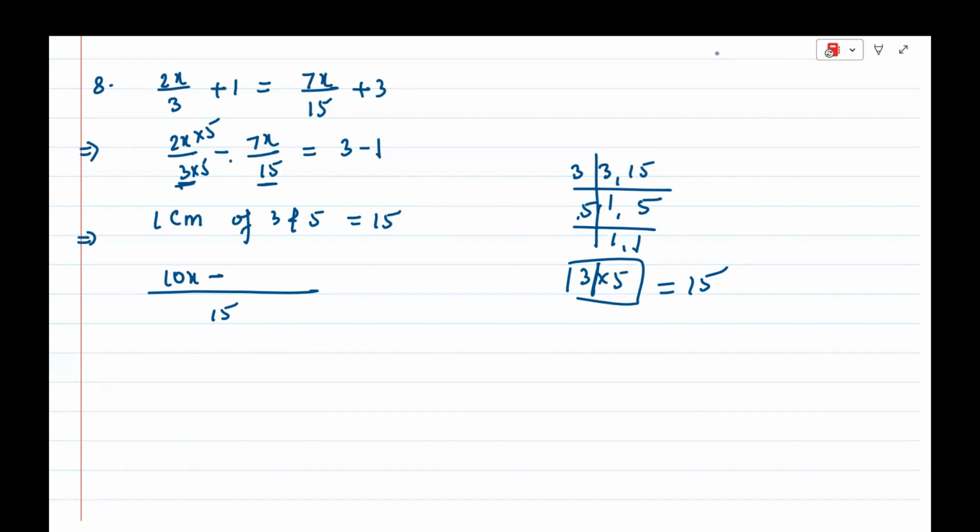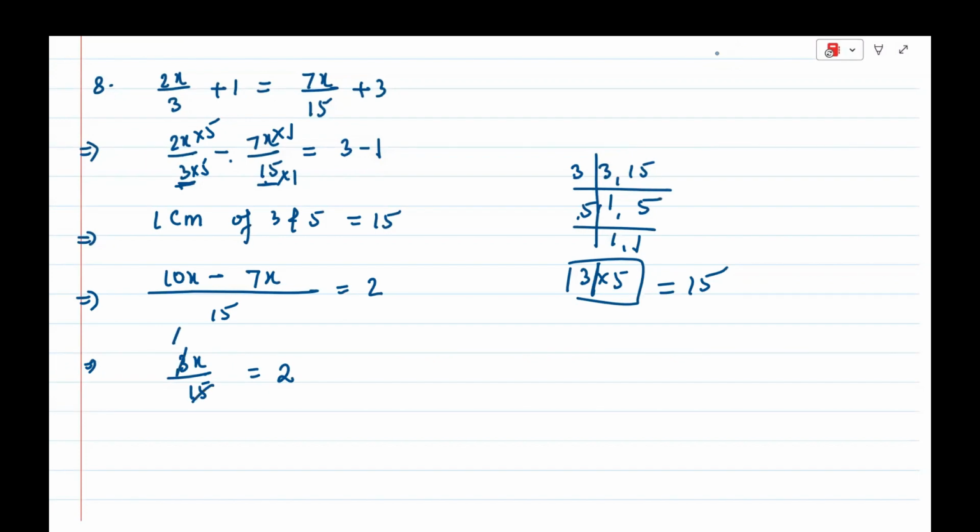In between, there is a minus. And as the other is already 15, equal to the LCM, I just multiply by 1. It is 7x. Now 3 minus 1 is 2. Now it's easy to subtract. 10x minus 7x is 3x upon 15 is equal to 2.